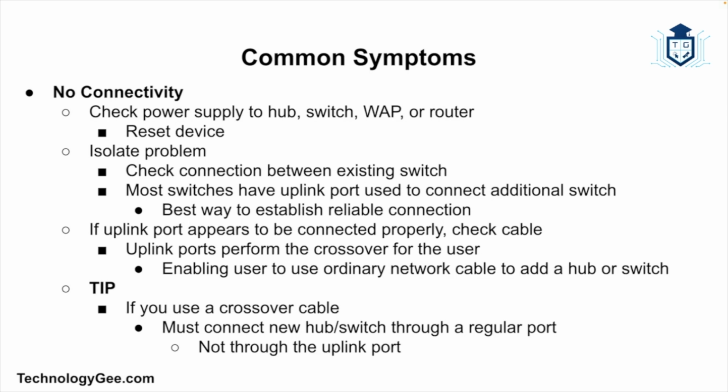So if only the users connected to a new switch that is connected to an existing switch lose their network connection, you want to check the connection between the existing switch and the new one to make sure they are plugged into similar ports. Also, most switches have an uplink port that is used to connect an additional switch, and this is the best way to establish a reliable connection. And if the uplink port appears to be connected properly, you want to check the cable. Uplink ports perform the crossover for the user, enabling you to use an ordinary network cable to add a hub or a switch. And as a tip, if you use a crossover cable, you must connect the new hub or switch through a regular port, not through the uplink port.